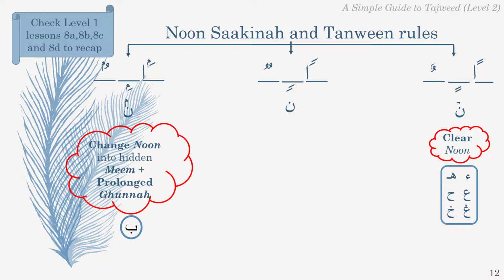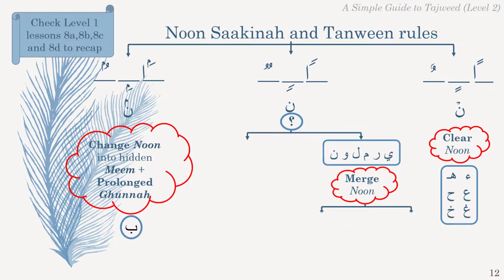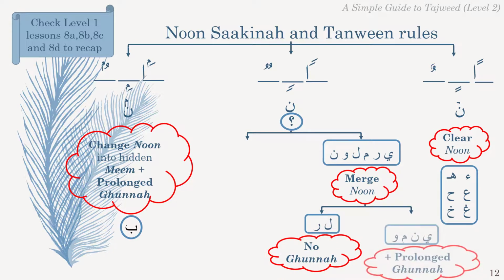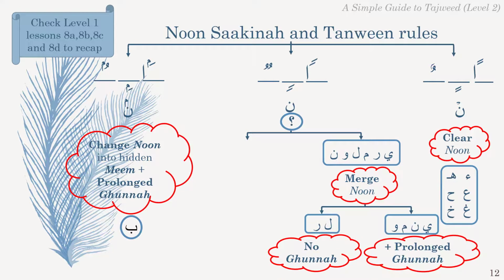In this set, we find that the 2 Fathas, Kasras or Dhammas are unequal or sliding, and Noon Saakinah with no haraka or even Sukoon sign. When checking the following letter after Tanween or Noon, if it is followed by one of the letters of Yarmulun, we should merge Noon into the following letter, without Ghunnah if it is Lam or Ra, and with prolonged Ghunnah if it is Ya, Noon, Meem or Waw.